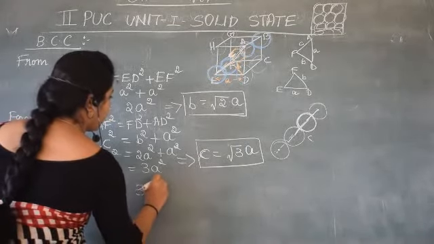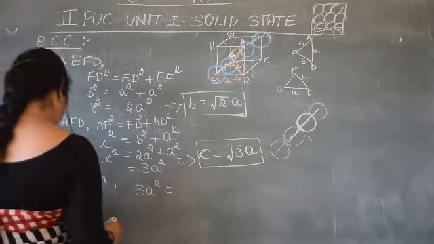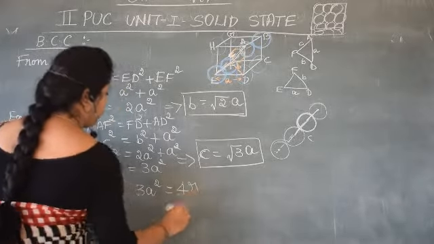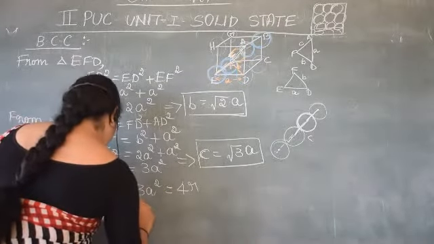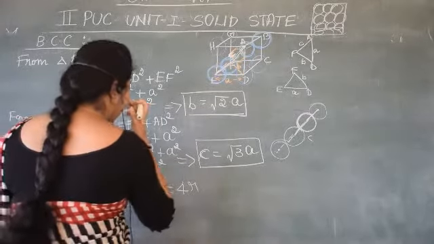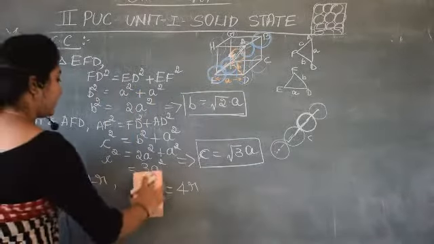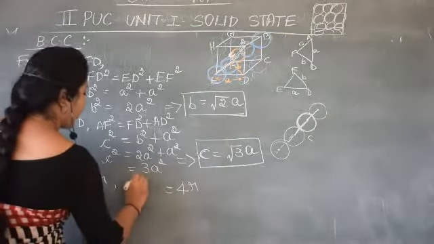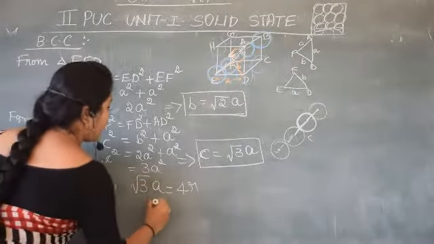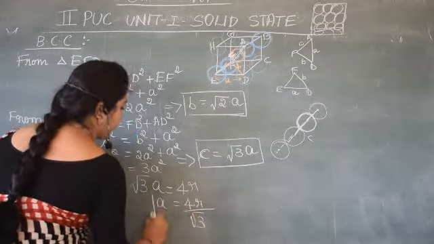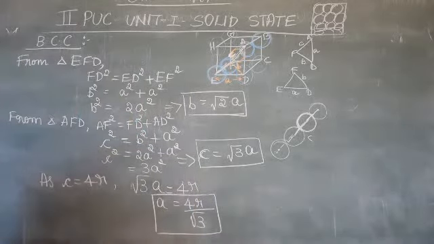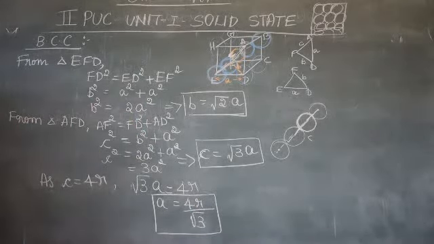root 3A is equal to 4R directly. Square root of 3A is equal to 4R. Therefore, A is equal to 4R by root 3. Hope you have got what I mean to say and what I'm explaining. So A value you have got it as 4R by root 3.